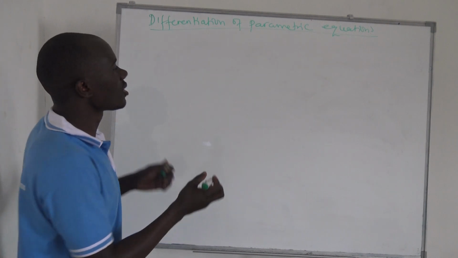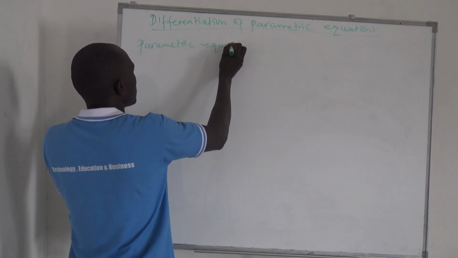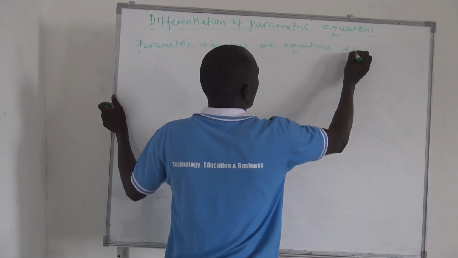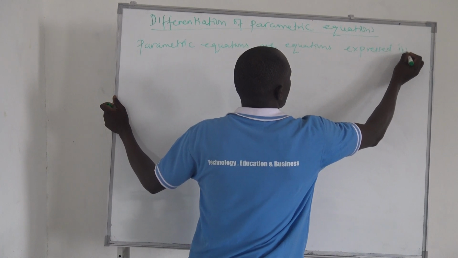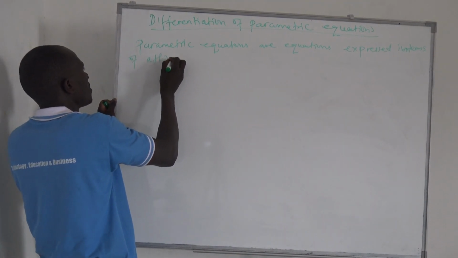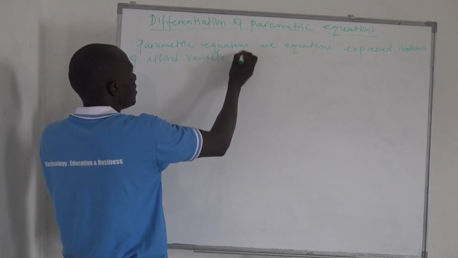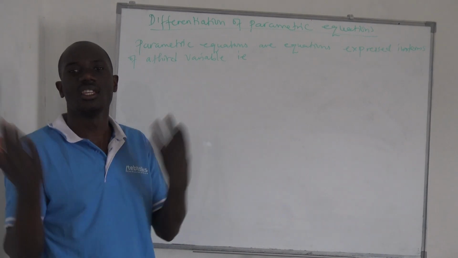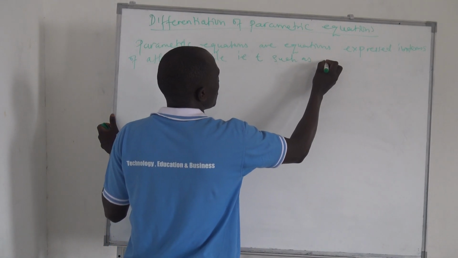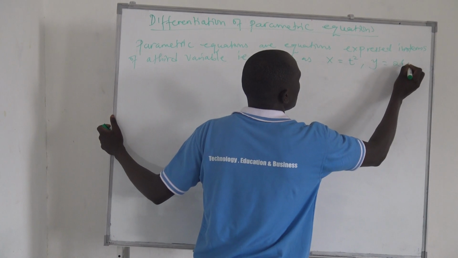So we can say parametric equations are equations expressed in terms of a third variable, i.e. in terms of t. You can use any variable, such as x equals t squared, comma, y equals 2t plus 5.